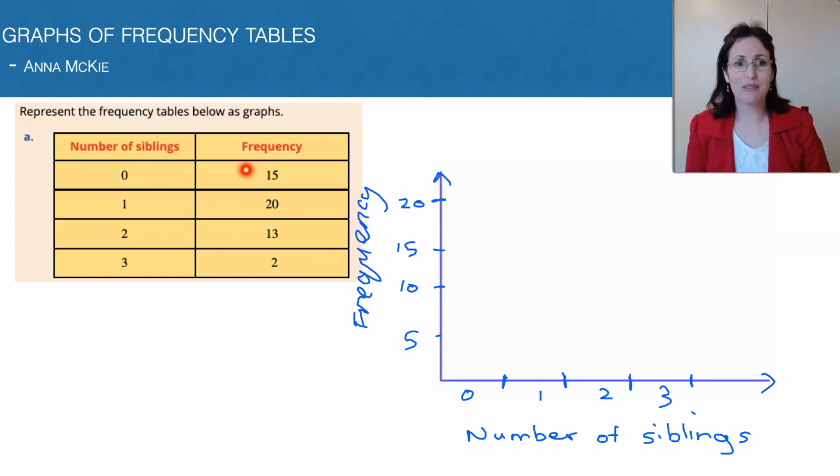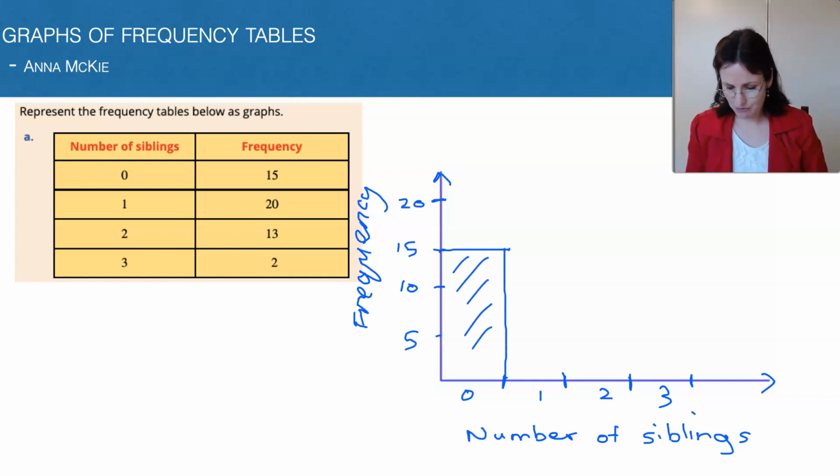So our first column, 0 siblings, happens 15 times. So I'm going to draw a column that's up to 15 and then comes down and connects with my line there. Sometimes we shade them in a little bit. Don't spend time colouring in the whole box, please.